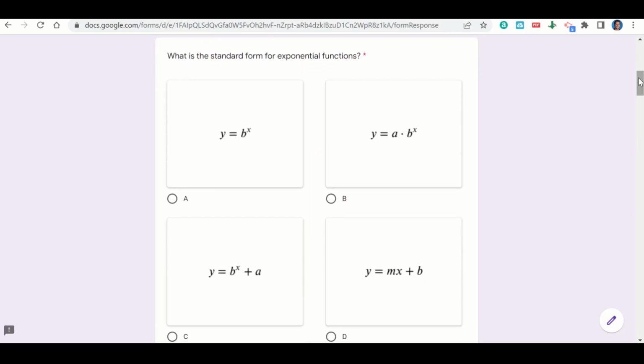It says, what is the standard form for exponential functions? Well, we know that standard form is not y equals mx plus b because that's linear, so that one's out. We're told that it had some form of a to the x times b or a times b to the x, something like that. Well, here's b to the x, but there is no a value, so we know that's not it. This one has a plus a, which we know is not the standard form. So the standard form is a times b to the x.